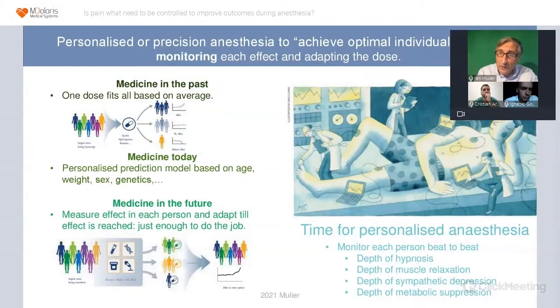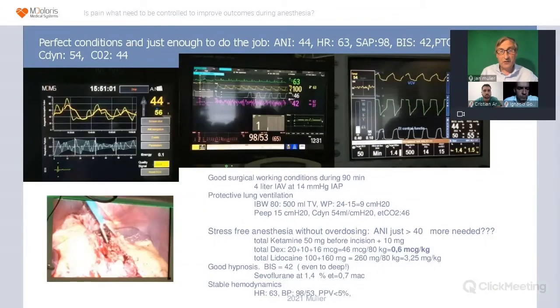So actually, the anesthesia in the future should measure the effect in each person and adapt until the effect is reached or sufficiently blocked. And this is the call of just enough to do the job. And this is something we have to do for hypnosis, for muscle relaxation, but also for blocking sympathetic stress and for blocking the metabolic reactions and the inflammatory reactions.